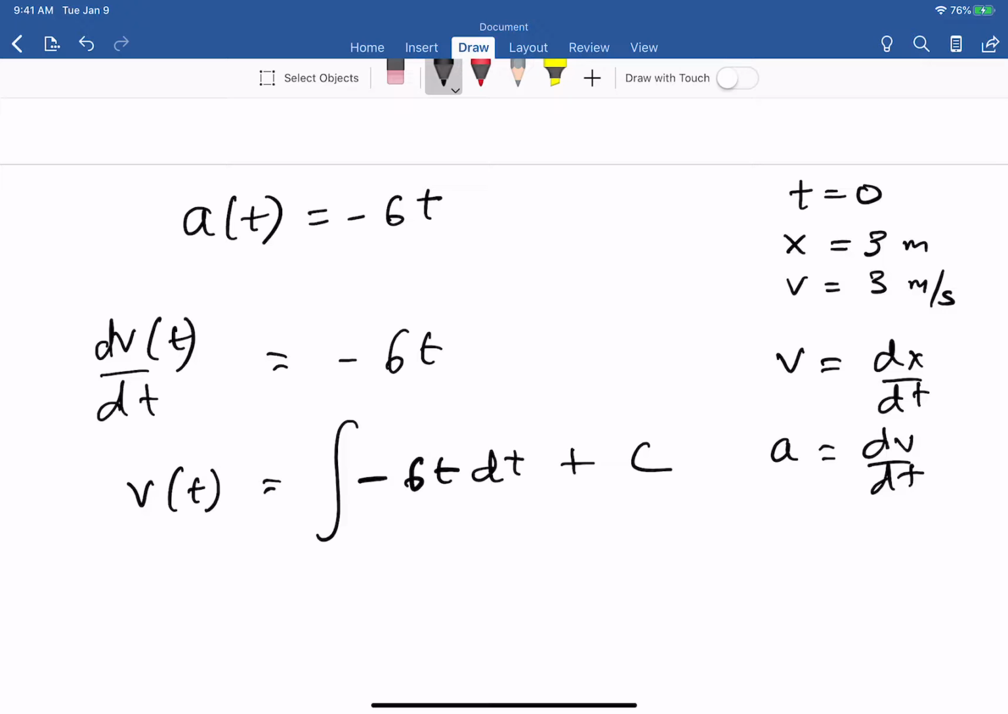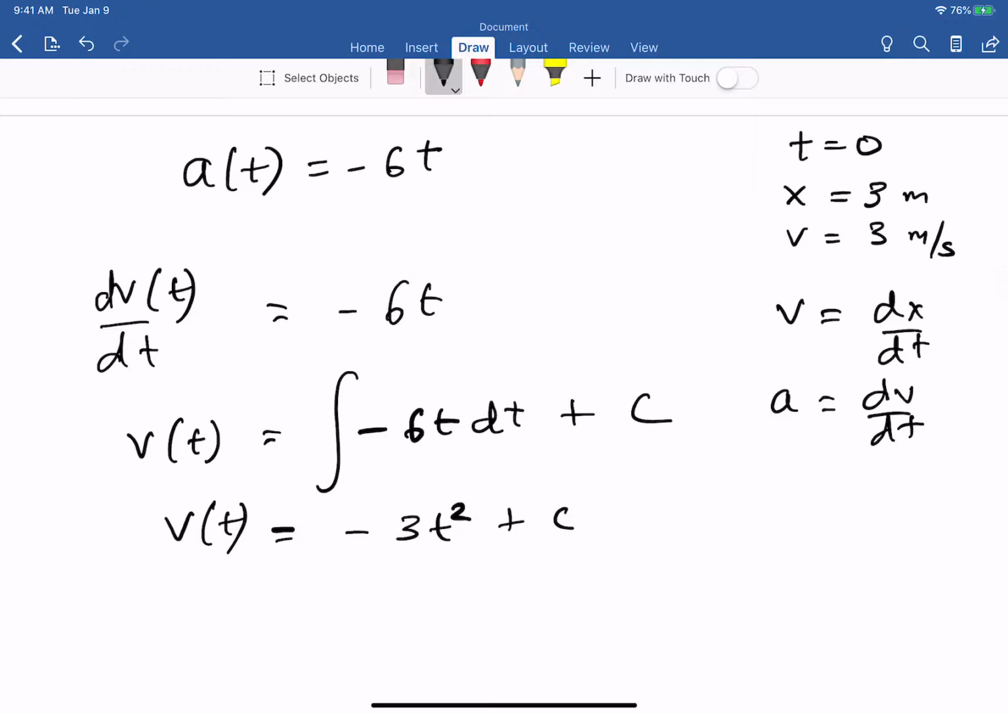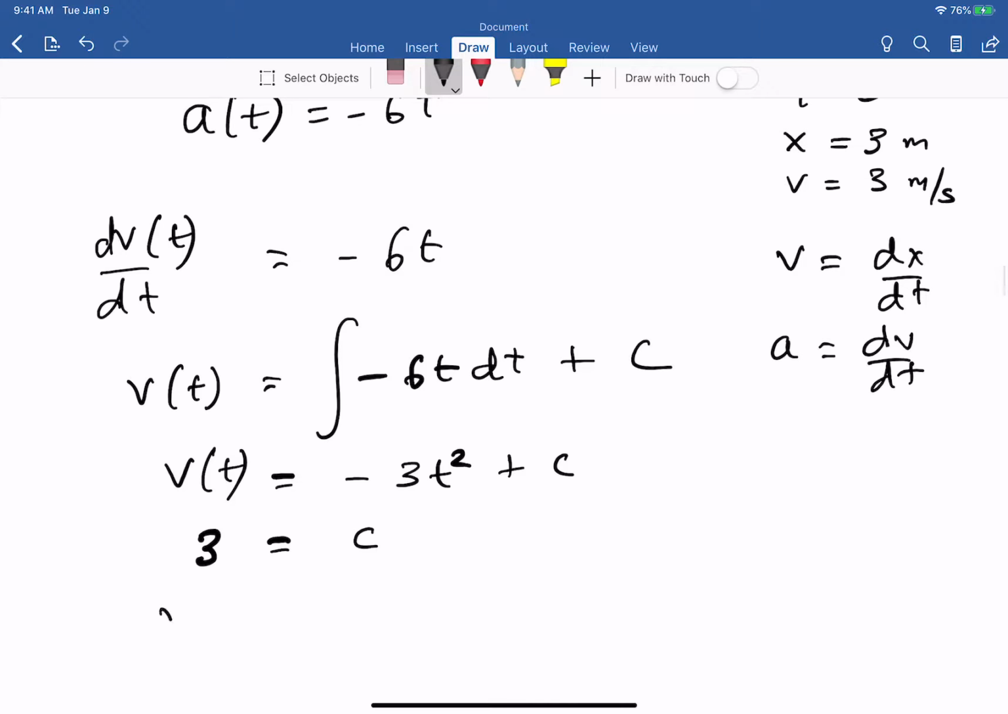All right. So now you can just go ahead and do this integral. It's going to be minus 3t squared, because it's t squared divided by 2, and the 2 cancels out the 6, so you're left with minus 3t squared plus c. That's the velocity. And how do you find the constant c? You use the fact that at t equals 0, the velocity was 3. So if you plug in t equals 0, you just get 3 is equal to c, and you get the velocity as a function of time.